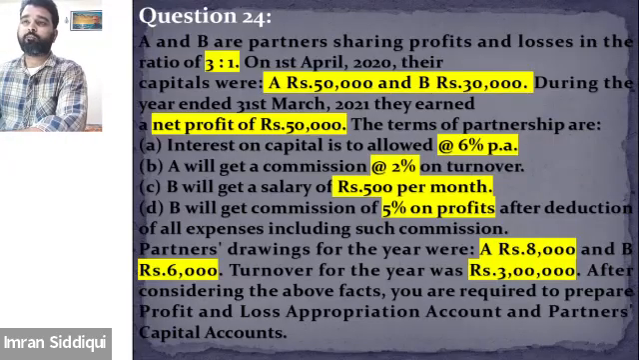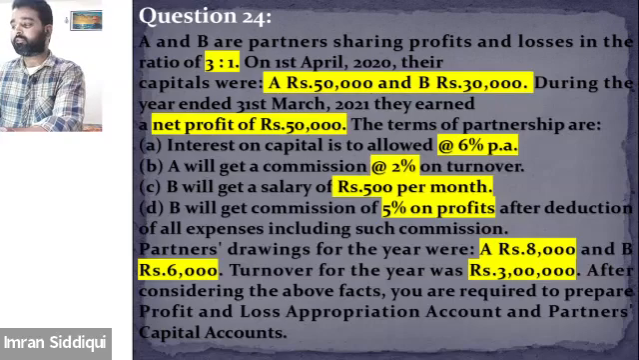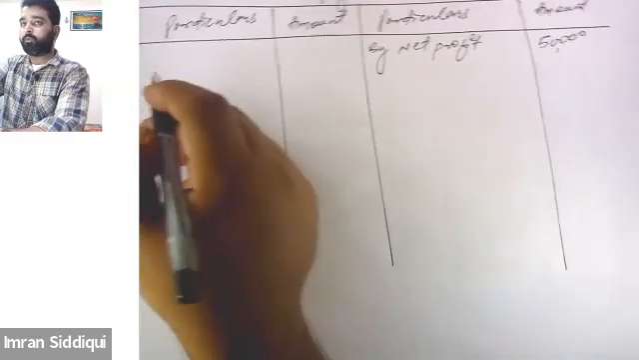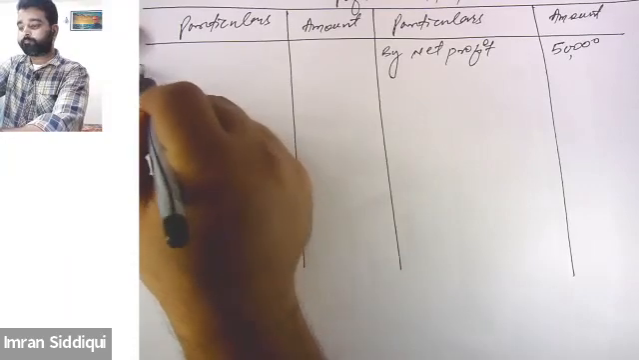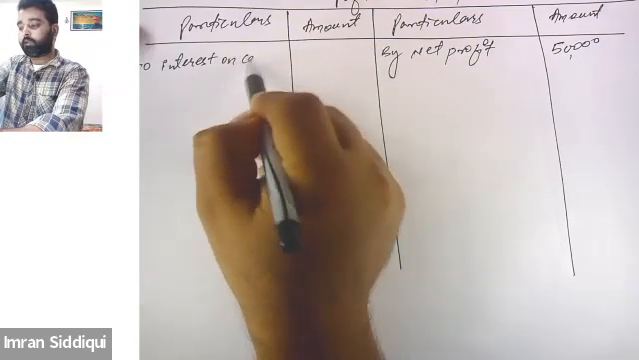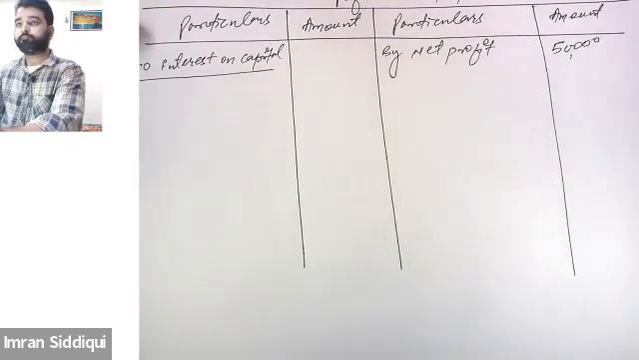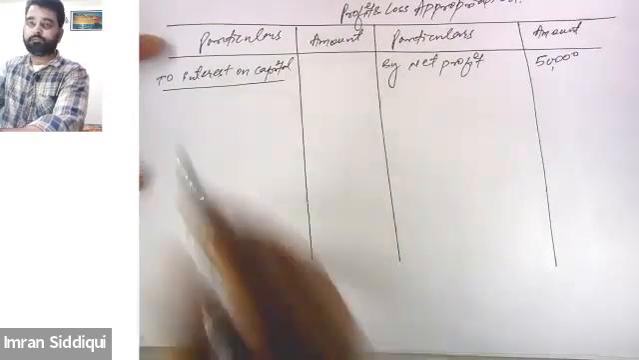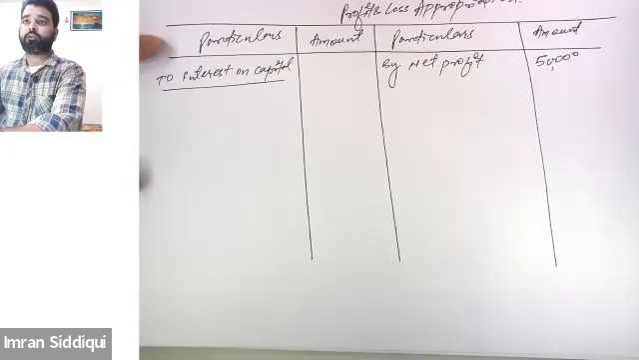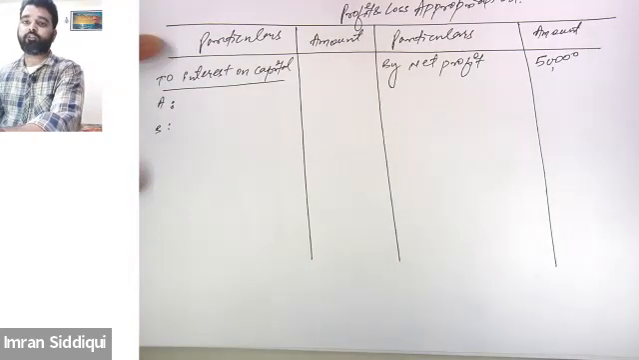Then the question says that both the partners are entitled to claim interest at 6% per annum, right? In point A, the question says that partners are entitled to claim interest at 6% per annum. So now we will go to the debit side of the P&L appropriation account and write down interest on capital. Both the partners, A and B, are entitled to claim interest, so we will calculate interest on their capital.